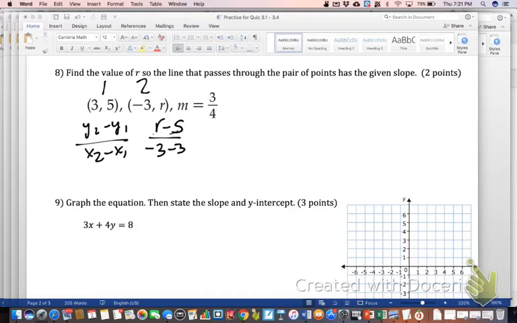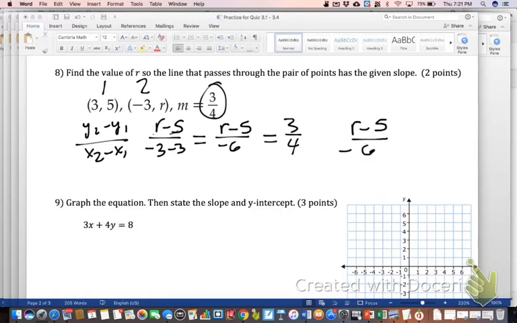So r minus 5 over negative 3 minus 3, that is the same thing as r minus 5 over negative 6. And because the problem tells me that it is equal to 3/4, I'm going to set it up that way in my equation, so that it's r minus 5 divided by negative 6 equals 3/4. So now I've just got one of those fraction problems that we've been working on quite a bit.